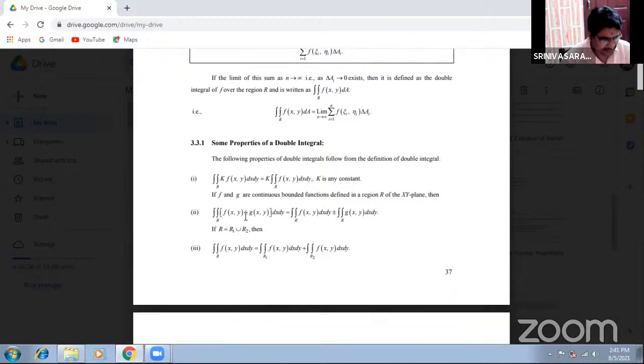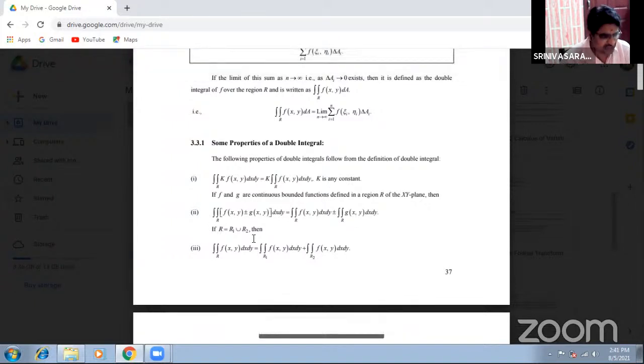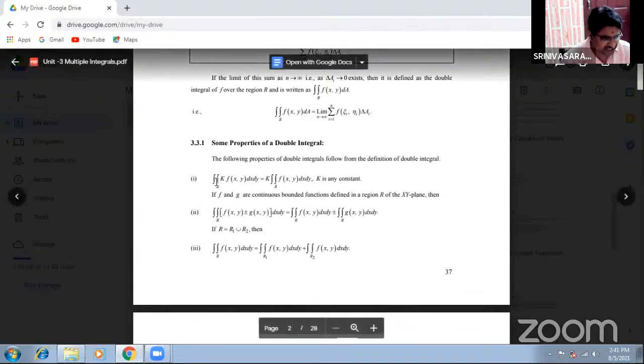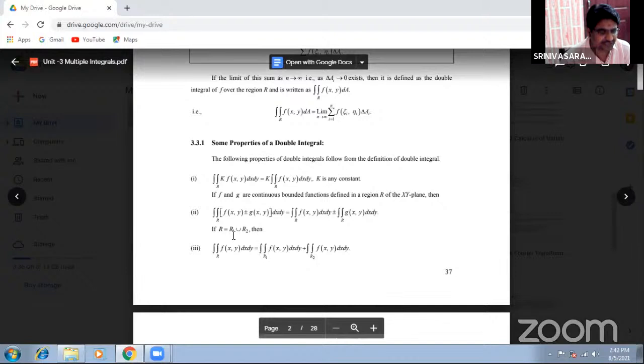Now for the sum or difference of two functions, the double integral is the sum or difference of the individual double integrals. It reads as: R can be divided into R1 and R2. The double integral over R of f(x, y) plus or minus g(x, y) dx dy is the sum or difference of the individual double integrals of the integrable functions. Here R means the union of R1 and R2.